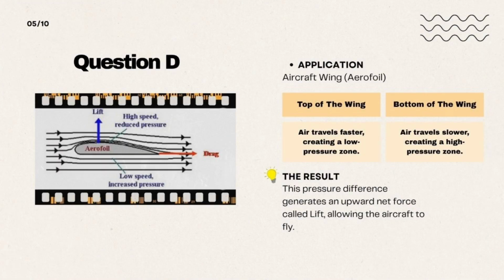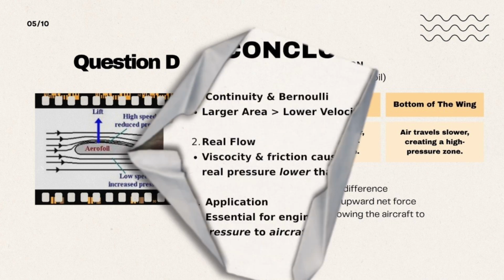And we are about to reach the end. Finally, for question D, a real-life application of Bernoulli's principle is the aircraft wing or aerofoil. As shown in the diagram, air travels faster over the top of the wing, creating a low pressure zone. Meanwhile, air travels slower underneath the bottom of the wing, which creates a high pressure zone. As a result, this pressure difference generates an upward net force called lift, which allows the aircraft to fly.